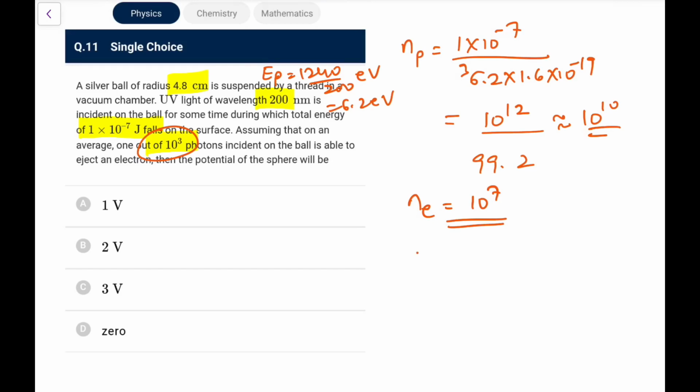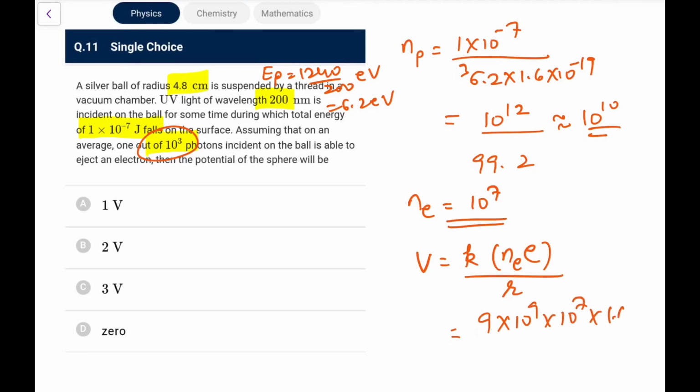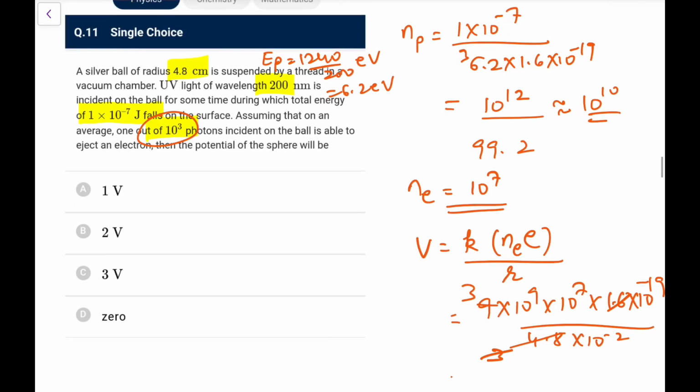So 10 to the power 7 electrons goes. So potential would be kq by r, that is k times the number of electrons into electronic charge by r. 9 into 10 to the power 9, number of electrons is 10 to the power 7, into 1.6 into 10 to the power -19, and radius is 4.8 into 10 to the power -2. So this is 3, this is 3. So what we have, 9 and 7, 16 and 2, 18.